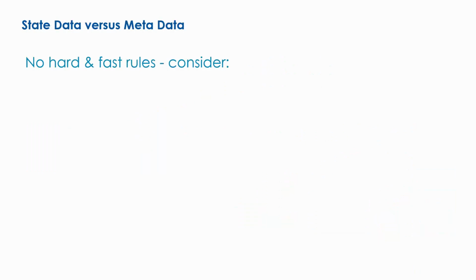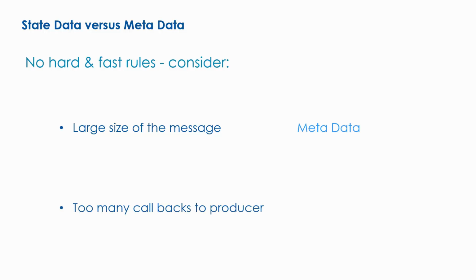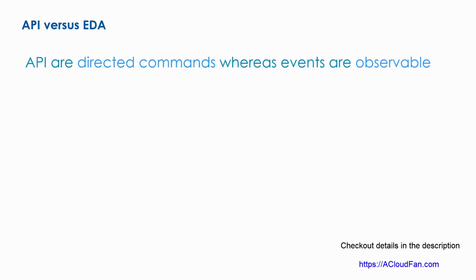You would use both the state data and metadata in your event messages. There is no hard and fast rule, but certain considerations. If the message size is too big, then there may be challenges related to latency. So in that scenario, you may consider to use only metadata in your messages. If the consumers are leading to a lot of chattiness in your application because they are reaching out to the producer for getting the state data, then maybe it will be a good idea to go with the state data in the event message. Next, I'll discuss the API versus event-driven architecture.